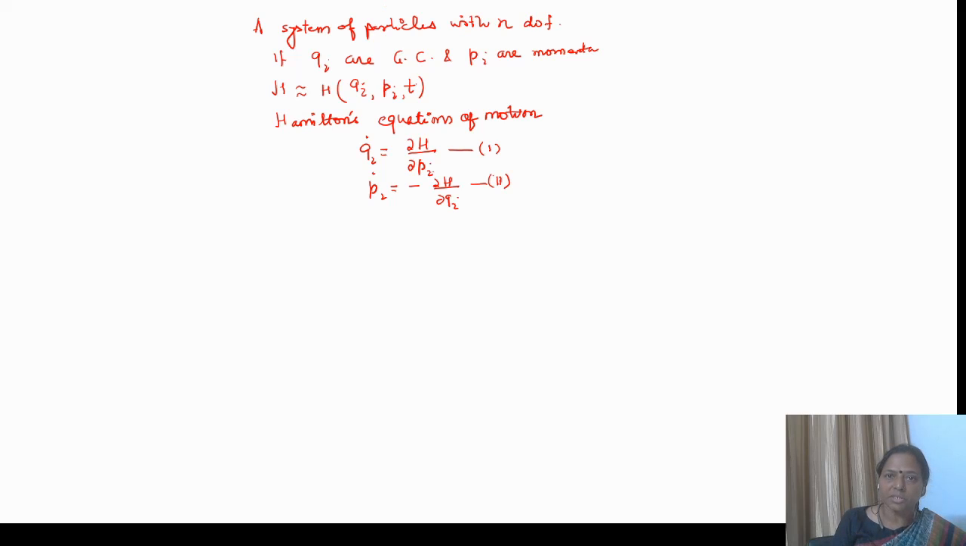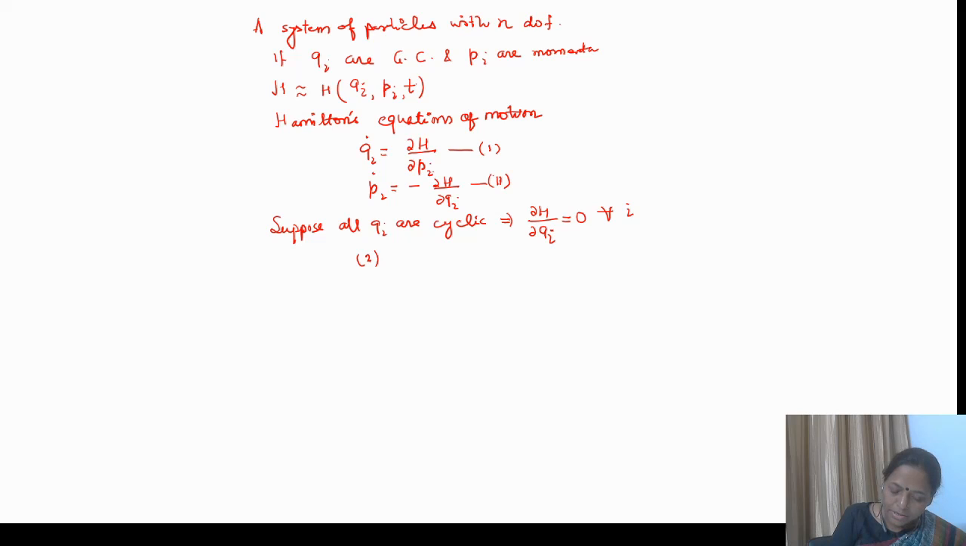Your system is described in such a way that all the coordinates are cyclic, right? So suppose all Qi are cyclic, then it simply means that H will not have these coordinates. When you describe your H, it will not contain these coordinates. So what will be the partial derivative of H with respect to Qi? This is 0, right?